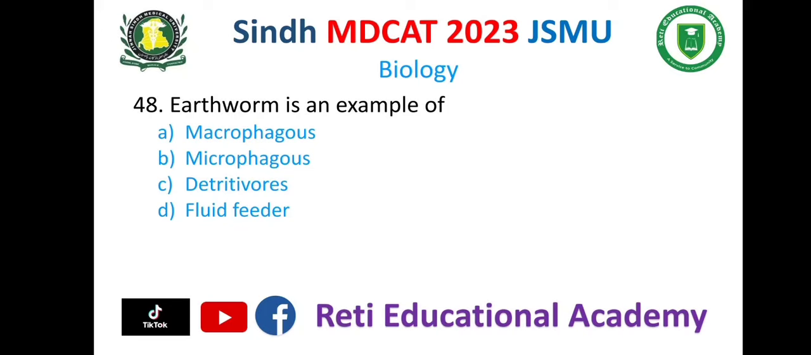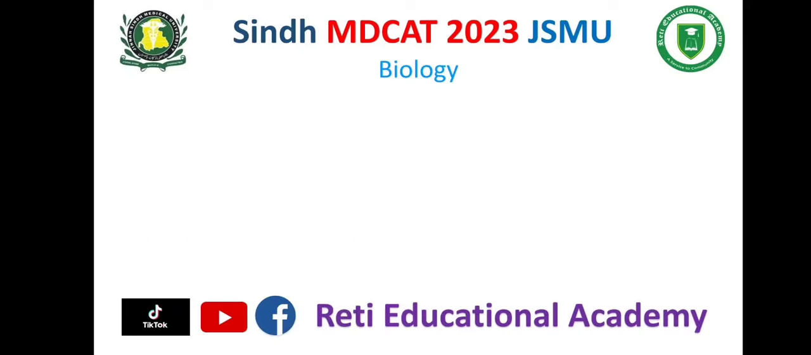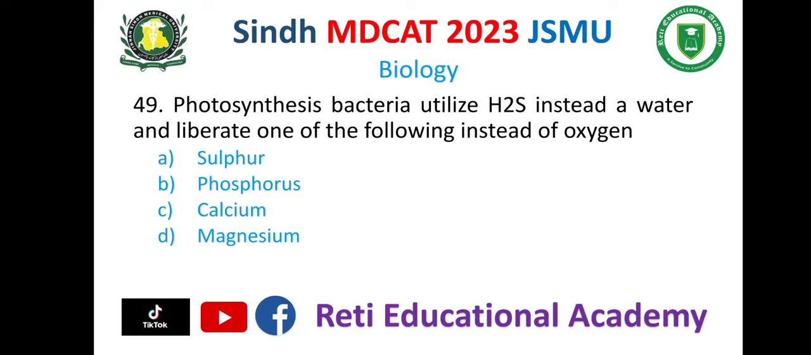Question number 48. Earthworm is an example of A, macrophages, B, microphages, C, detritivores, D, fluid feeder. And the correct answer is C, detritivores. Question number 49. Photosynthetic bacteria utilize H2S instead of water and liberate one of the following instead of oxygen. A, sulfur, B, phosphorus, C, calcium, D, magnesium. And the correct option is A, sulfur.